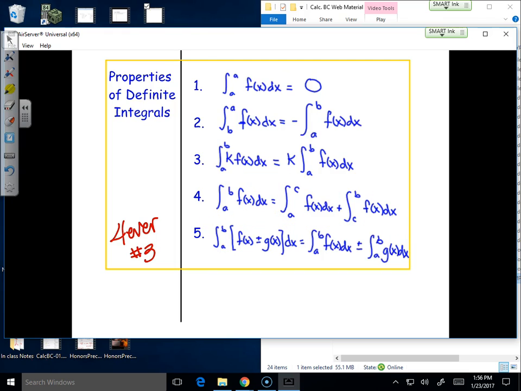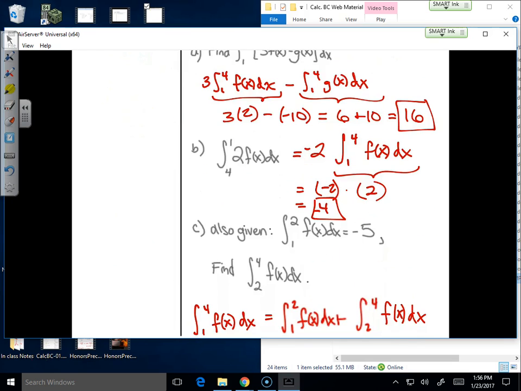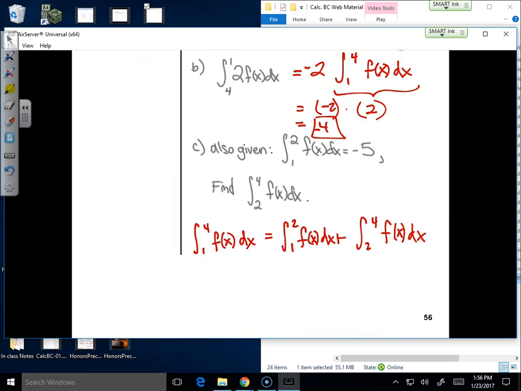So I'm just setting up the formula, but now we need to go ahead and still solve. For instance, which of these pieces do we know? The first and second. Yeah, we know from 1 to 4 is what from the clue up above? 2. We know from 1 to 2 is what? And which one don't we know?